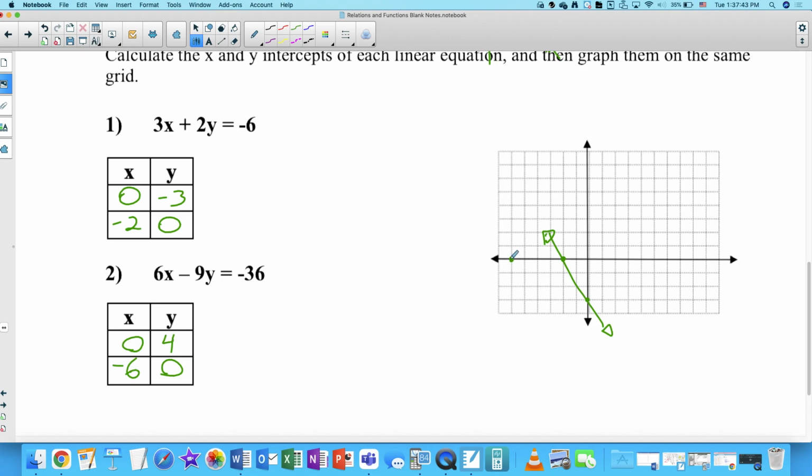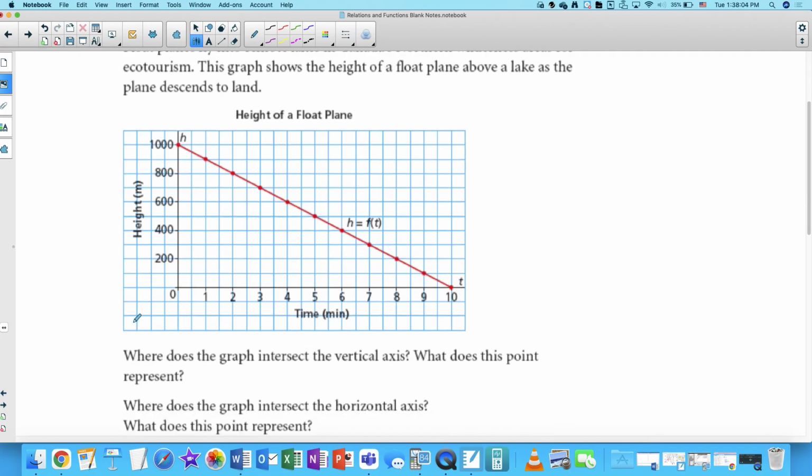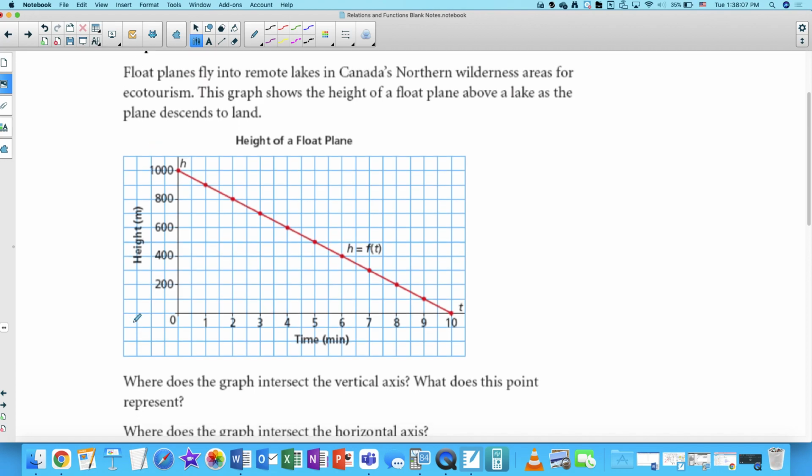Now, to wrap this up, I want to go back to the previous page so that we can talk about why these intercepts are important in a context. Here's a situation. Float planes fly into remote lakes in Canada's northern wilderness areas for ecotourism. This graph shows the height of a float plane above a lake as the plane descends to land. First question: where does the graph intersect the vertical axis? 1,000 meters.